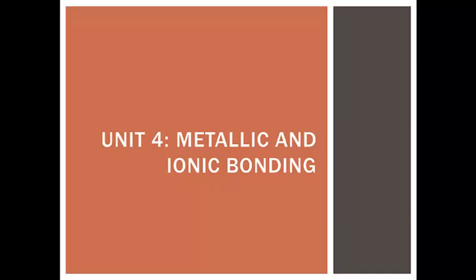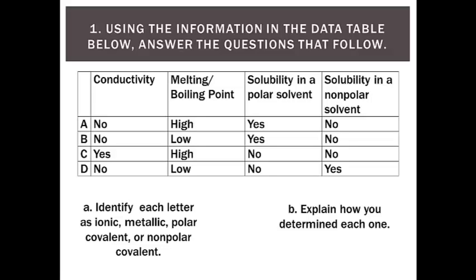Unit 4 is metallic and ionic bonding. So using the information in the data table below, answer the questions that follow. So first thing that I need to do, I need to look at the results of these 4 different tests here and determine which one is ionic, metallic, polar covalent, or nonpolar covalent.